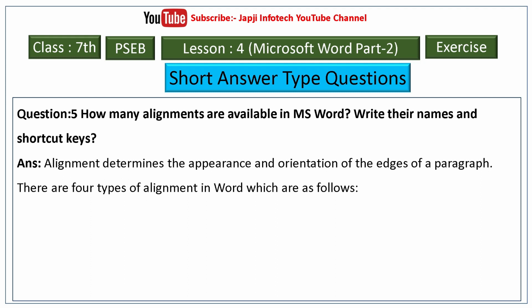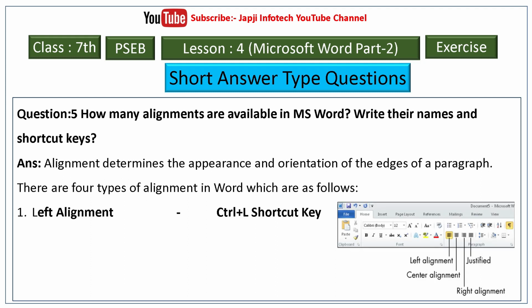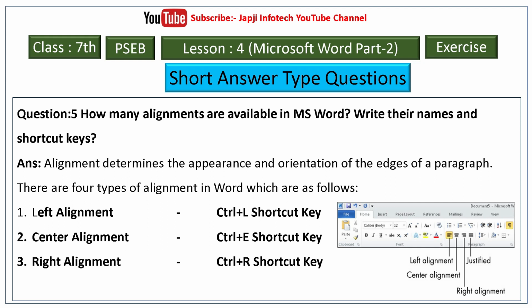There are 4 types of alignment in Word which are as follows. The first one is left alignment and Ctrl plus L shortcut key can be used. Second one is center alignment and Ctrl plus E shortcut key can be used. And third one is right alignment and Ctrl plus R shortcut key can be used. And fourth one is justified alignment and Control plus J shortcut key can be used.